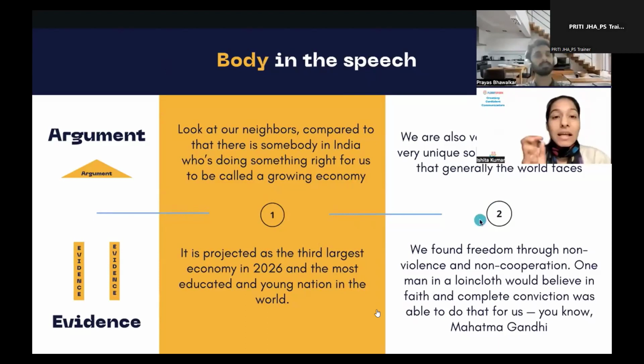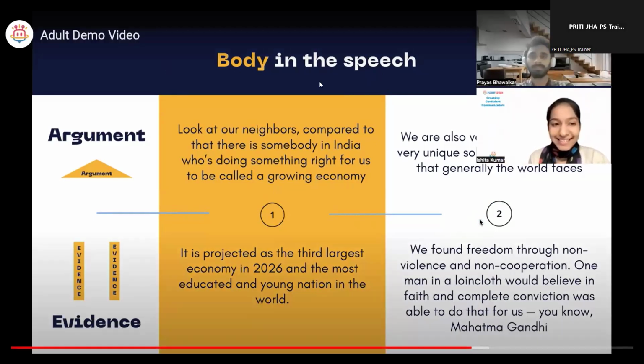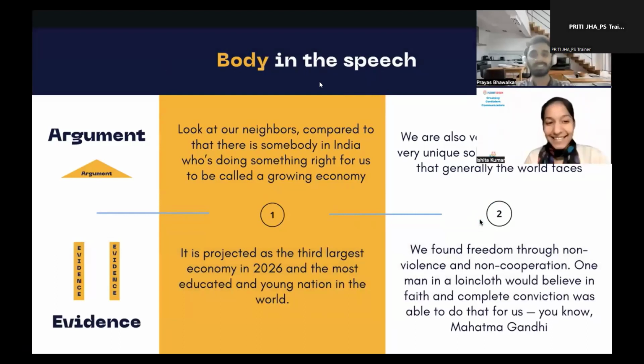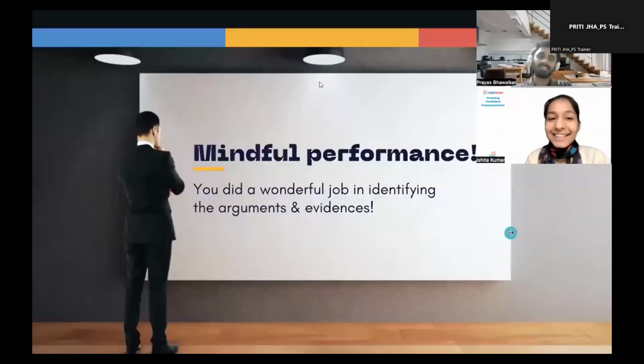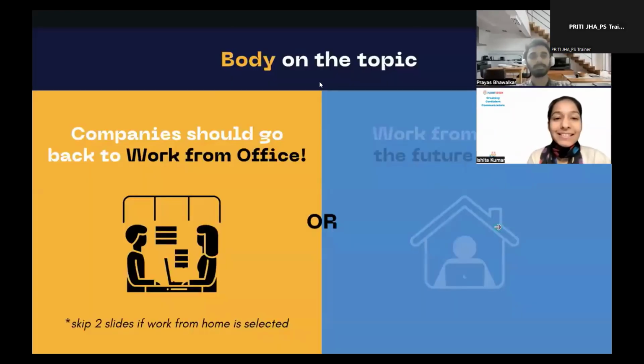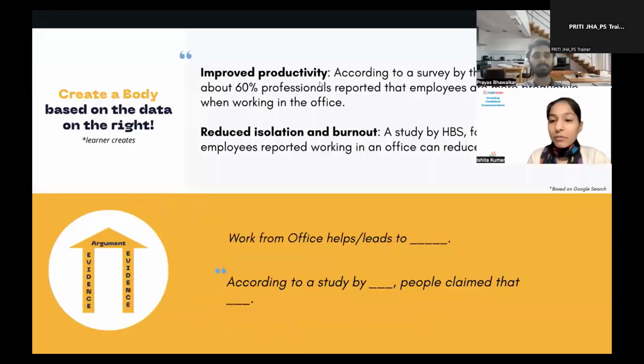So can you see how each and every argument that he was sharing was supported with evidence? Now, what do you think we'll be doing now? I guess we'll go back to our example and do the same thing. Exactly, you got it. Amazing, mindful performance, Priyas, on identifying the argument and evidence. And we go back to our topic, which is companies should go back to working from office. So here are a few ideas for you.